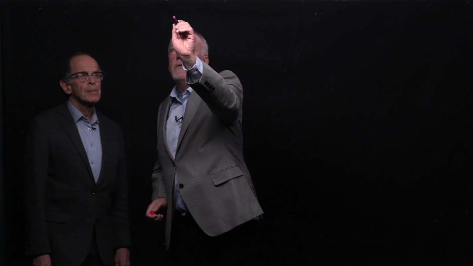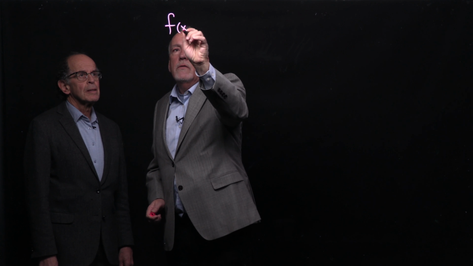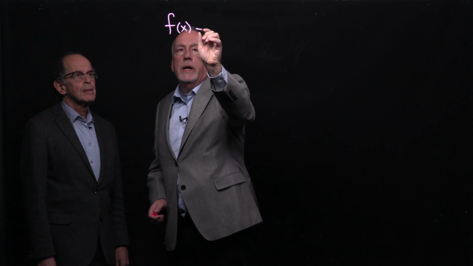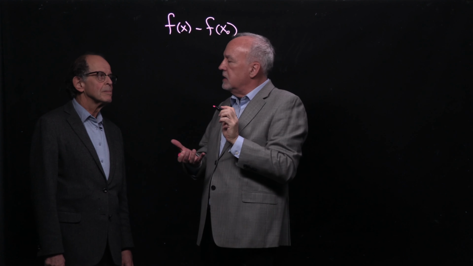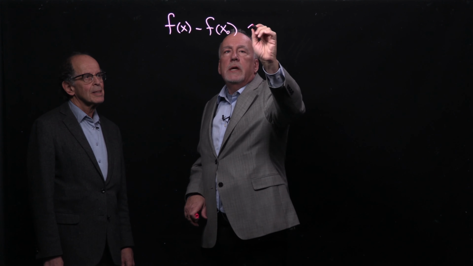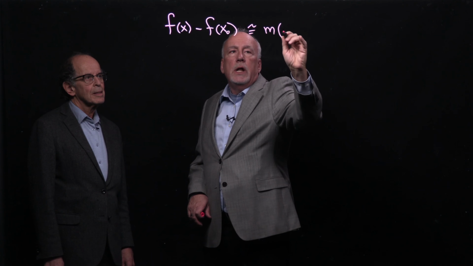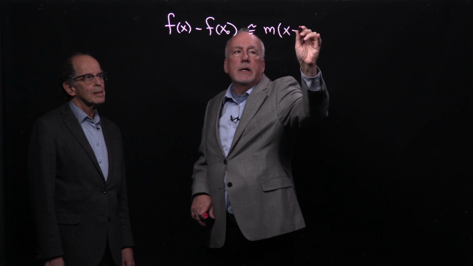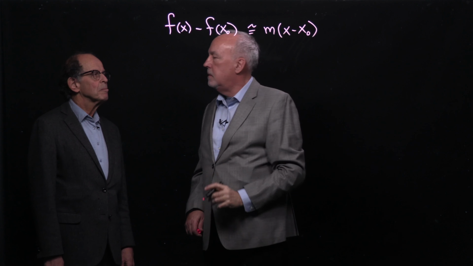The idea is we have a function, say f, you evaluate at a point x, and then you want to see how it behaves close to another point x naught. So x naught is a fixed number, like 3 or 7 or 17. And we say this should be approximately equal to a sloped line with slope m times x minus x naught. Right? Yeah, let's do it.